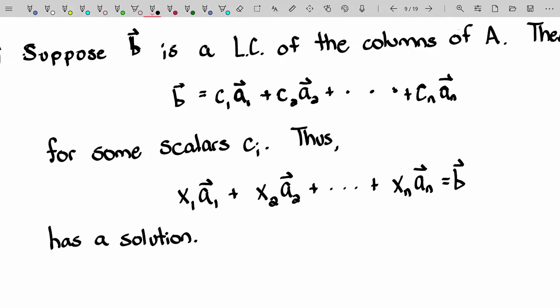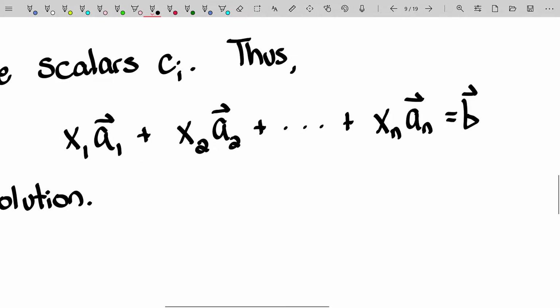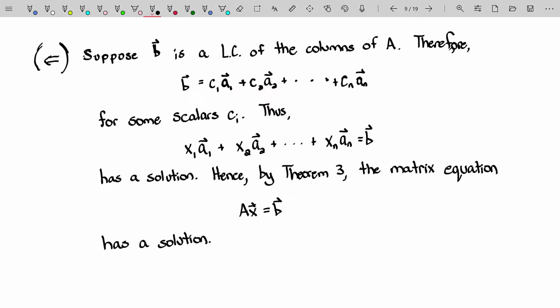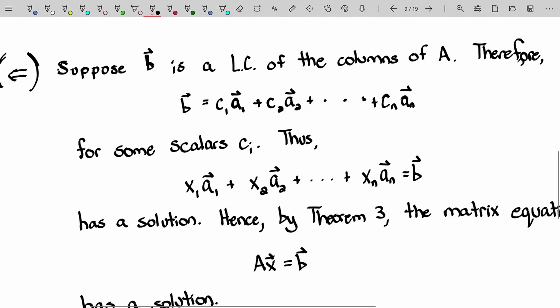We know that, but this is important because we have a theorem, specifically the theorem that we had just introduced in the previous video, which is Theorem 3 in the text that I use, that says that the solution to a vector equation is the same as the solution to the associated matrix equation. Hence, by that theorem, the matrix equation Ax equals b also has a solution, and by the way, that solution is just incidentally the same solution to the vector equation. It's the c1, c2, c3, all the way to cn.